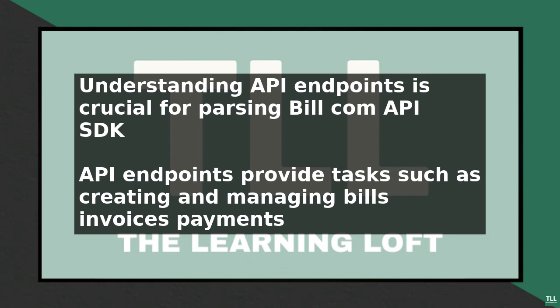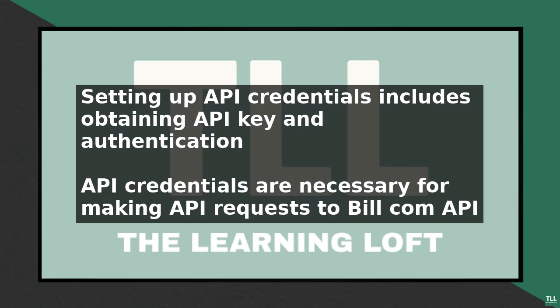Step 4: Parsing API responses. When you make an API request, the Bill.com API returns a response in JSON format. To parse this response, you can use a JSON parser such as JSON.parse in JavaScript or the JSON module in Python. For example, if you are using JavaScript, you can parse the response like this: var data = JSON.parse(response).